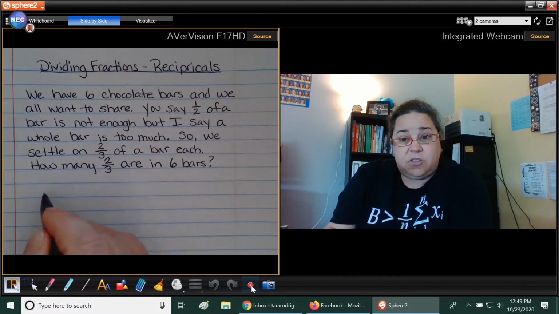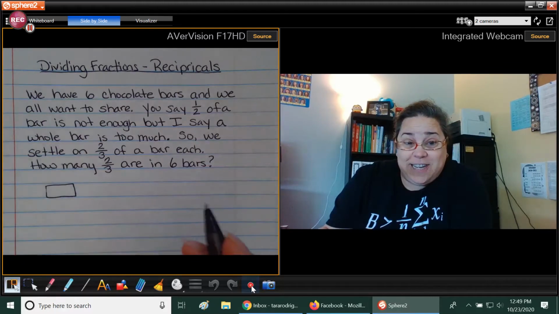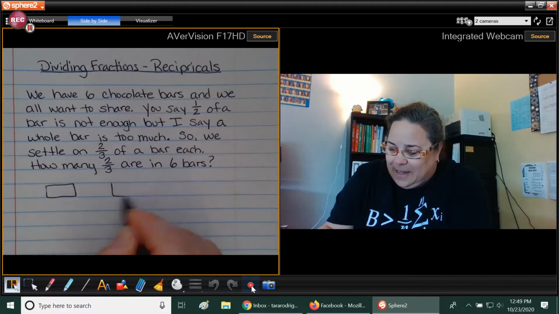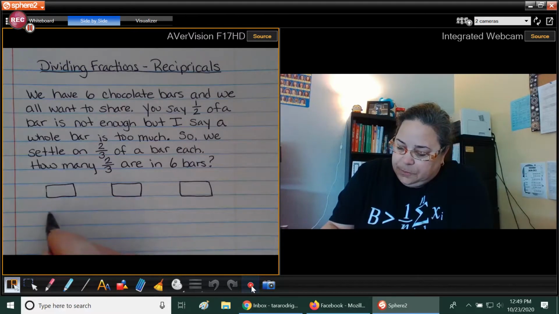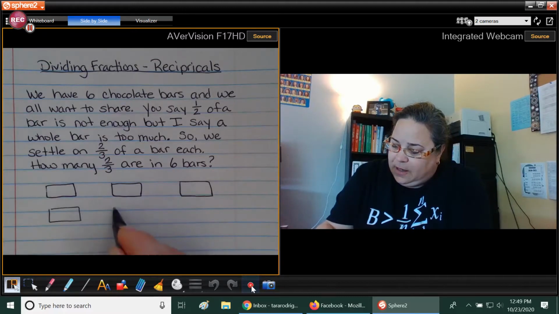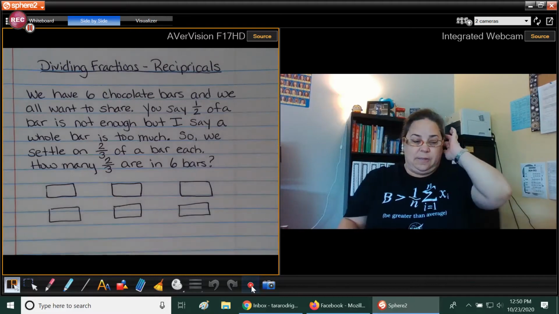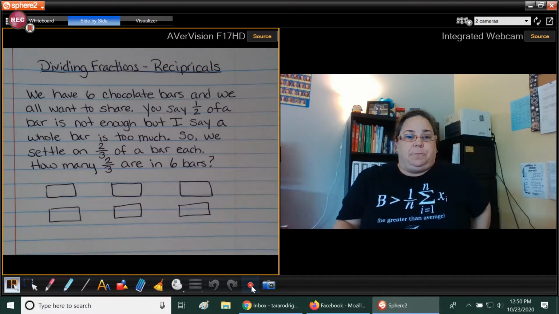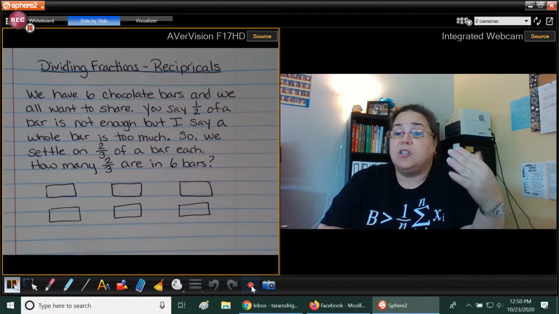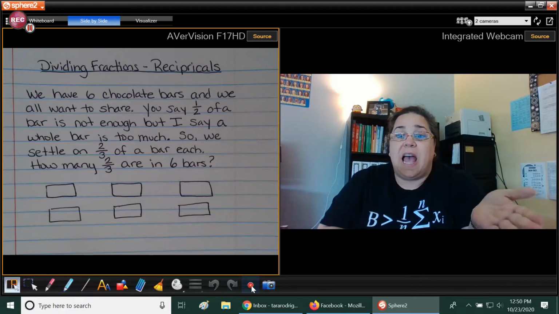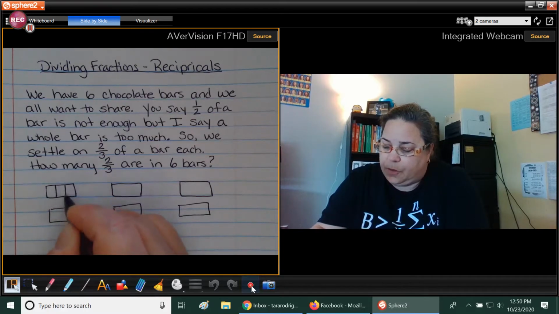First, let's draw 6 chocolate bars. Again, not an artist. 1, 2, 3, 4, 5, 6. Okay. And we said we were going to split them into 2/3. So that means each chocolate bar has 3 parts. All right. So 1, 2, 3.